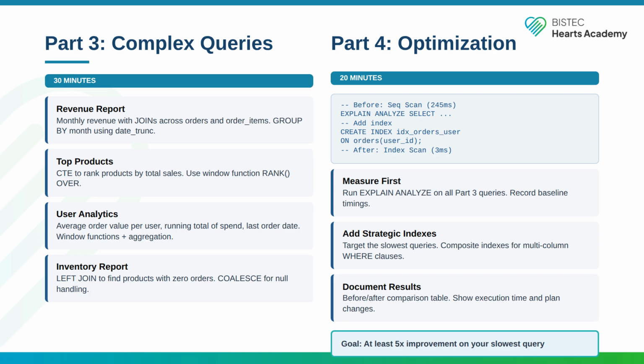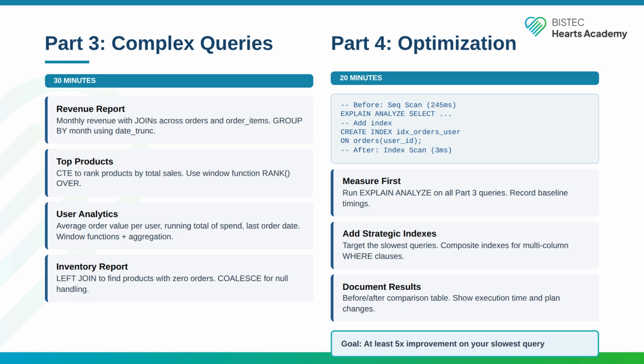Part 4 is optimization, and you have about 20 minutes. Take each query from part 3 and run EXPLAIN ANALYZE. Record the execution time and the plan type: seq scan, index scan, hash join, and so on.